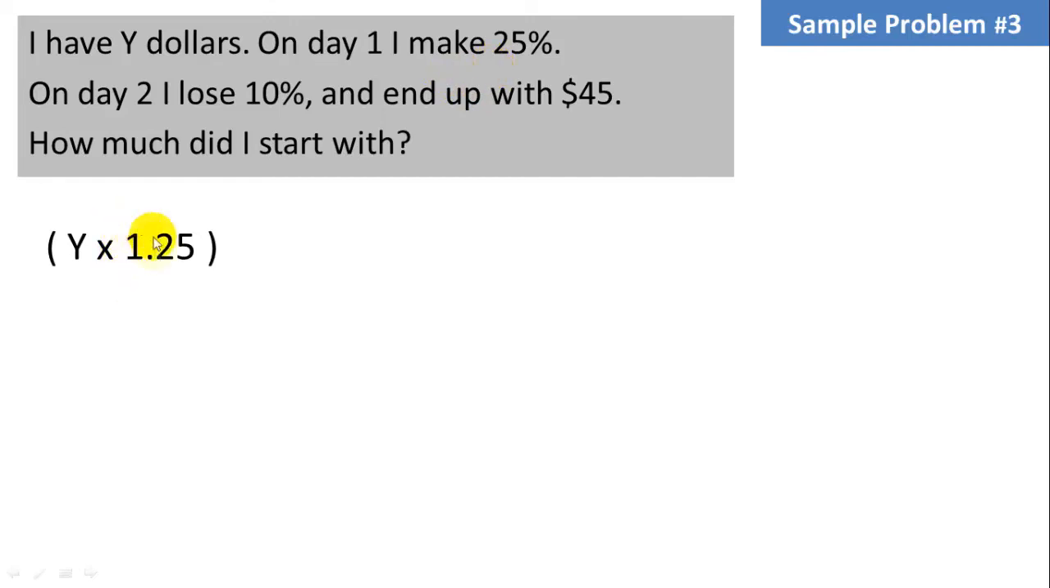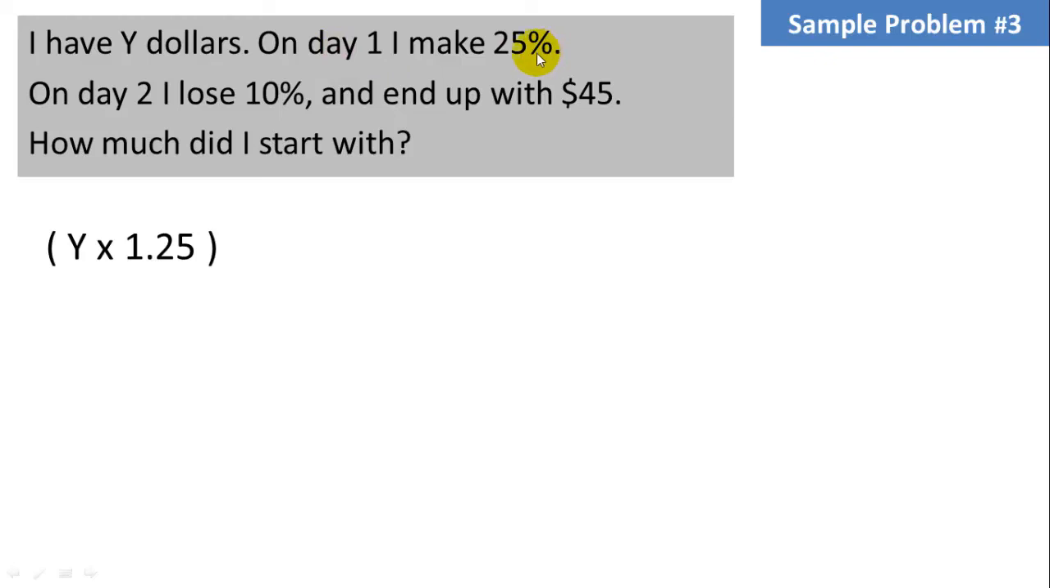That means that I got to keep the whole amount of Y that I already had, plus I got 25% on top of that. So we say 1.25. If we only put 0.25, that means that we lost 3/4 of our money already. So 1.25 means that we got to keep our whole 100%, plus we made 25% more. So Y times 1.25 tells you that on day 1 I made 25%.